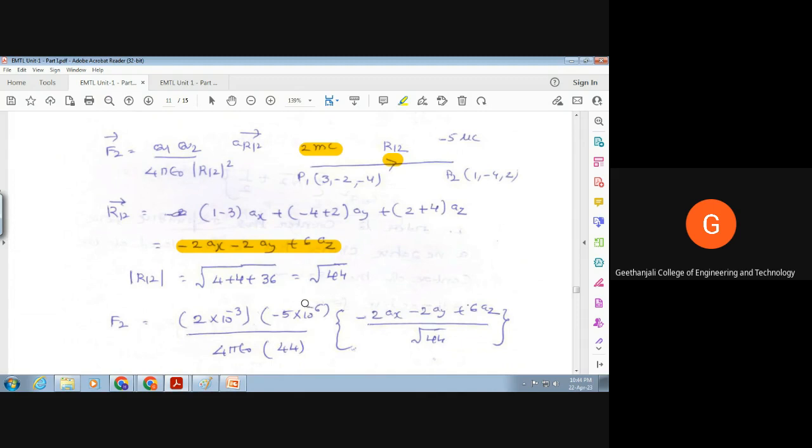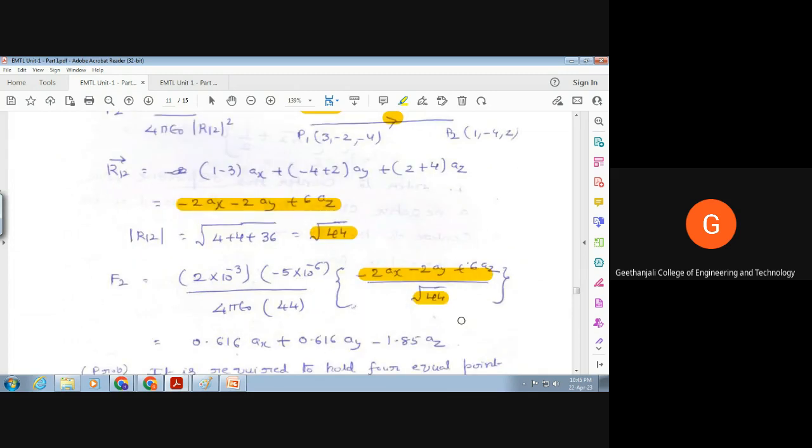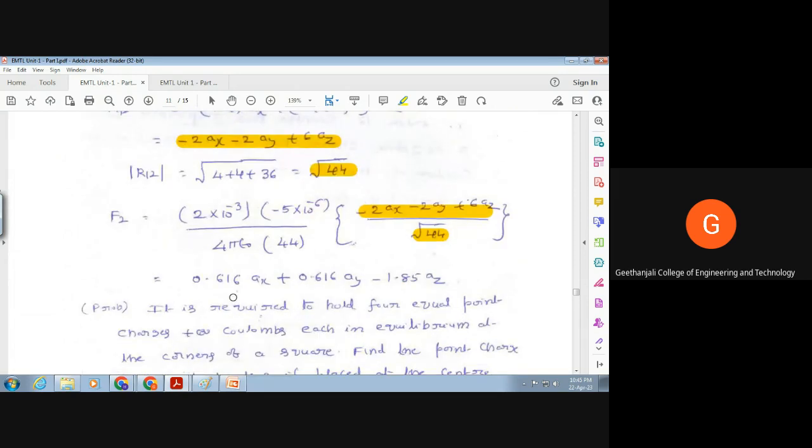So if you substitute in this expression, Q1, that is 2 into 10 to the power minus 3, into Q2, minus 5 microcoulombs, minus 5 into 10 to the power minus 6, by 4 pi epsilon naught R12 square, so root 44 whole square, AR12, that is vector R12 divided by its magnitude. So finally we get this as 0.616 AX plus 0.616 AY minus 1.85 AZ.